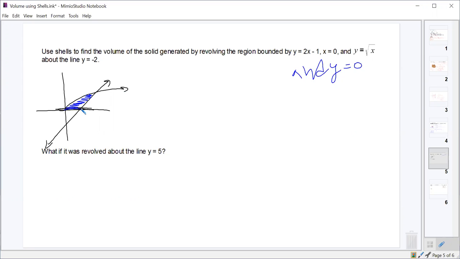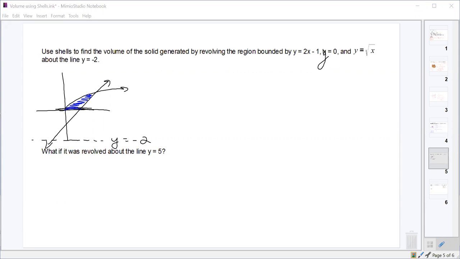Okay? We're going to bound it by, in fact, this will be better. Let's just do that. Sorry, I'm just going to do this real quickly. Y equals 0. Perfect. Problem solved. Okay. Now, what are we revolving around? Y equals -2. Here's y equals -2.